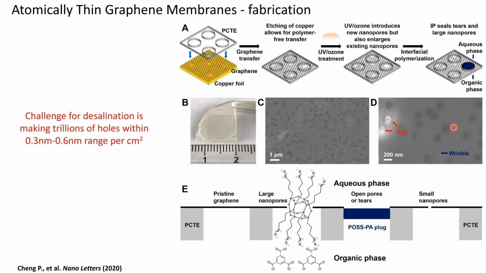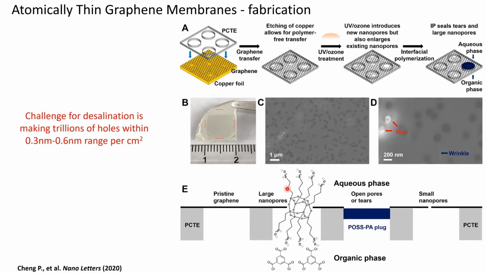That's why they appear darker. When they're not covered with graphene, they charge and they look brighter. Now, the key aspect of our size-selective defect sealing process is to take this graphene on polycarbonate track-etch membrane and sandwich it between an aqueous phase.